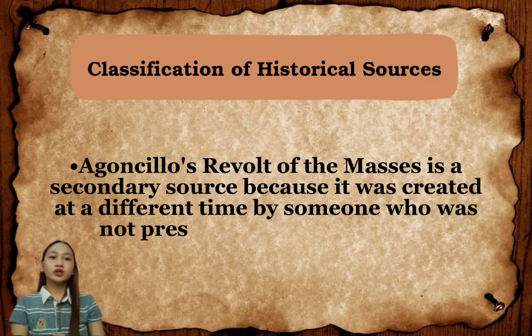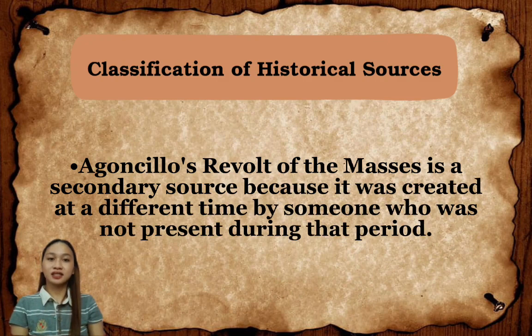The Philippine Revolution occurred in the late 19th century, while Agoncillo's work was published in 1956. Thus, Agoncillo's Revolt of the Masses is a secondary source because it was created at a different time by someone who was not present during that period.